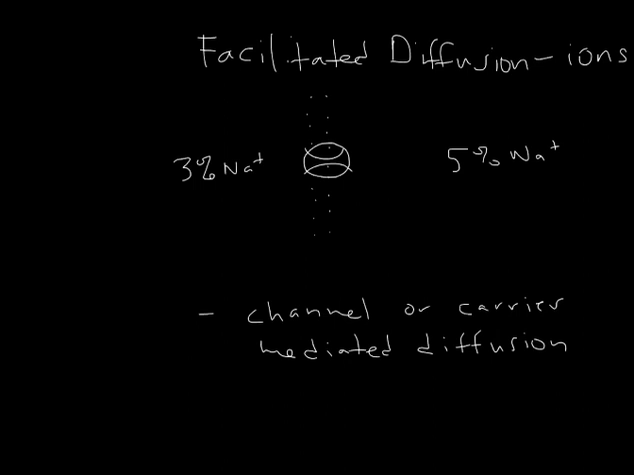Facilitated diffusion is passive transport of substances like ions that are charged and can't get through the phospholipid bilayer. In this case, through channel or carrier-mediated transport or diffusion, ions travel through a membrane protein, which is what facilitates the actual process. Lastly, filtration is passive transport where substances move across a membrane under pressure.